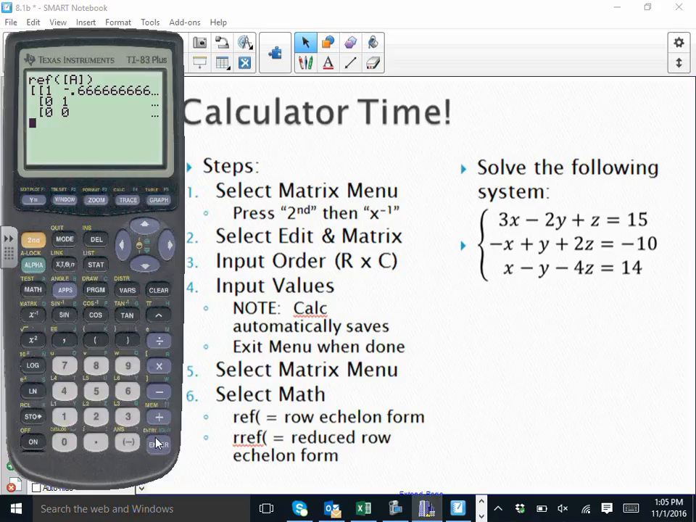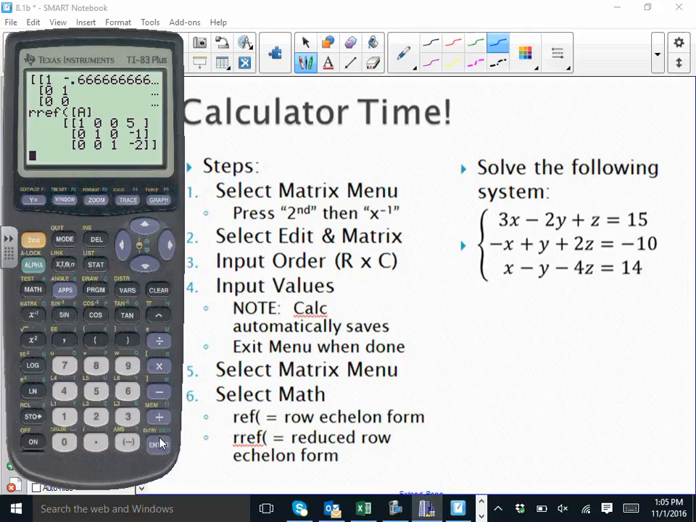Okay, now if we have our calculators, we really want to do algebra? No. If we have calculators, there is no point to row echelon form. Let's go ahead and go to math and click RREF, reduced row echelon form. And then it's much easier to determine the answer to our 3x3 system. This system has a solution of 5, -1, -2.